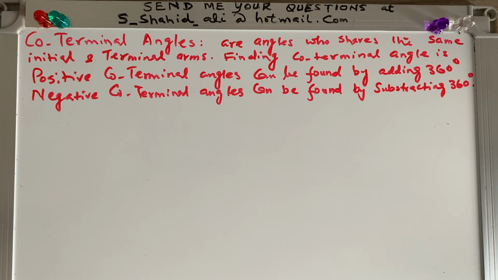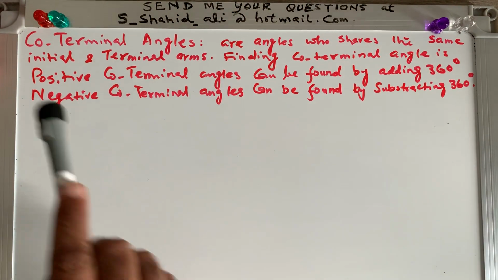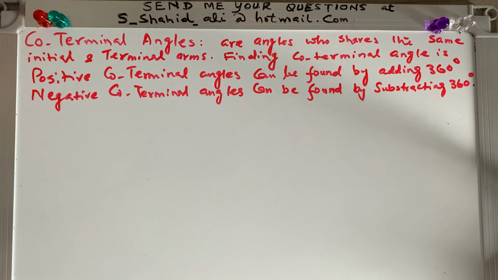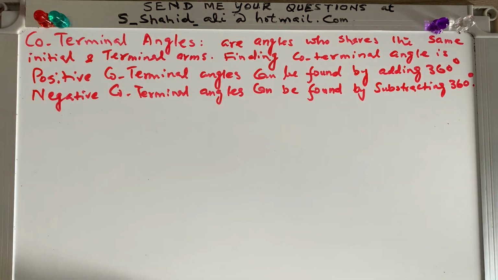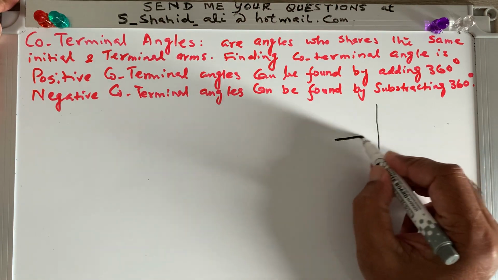We are continuing our topic for angles for grade 11, and today's topic is coterminal angles. Coterminal angles are angles which share the same initial and terminal arm. What does it mean? They share the same initial and terminal arm.